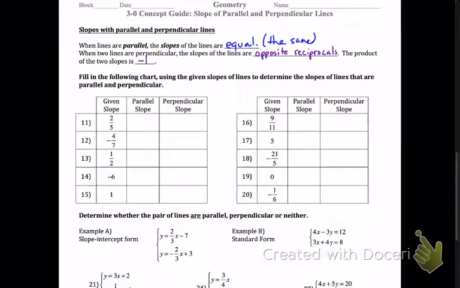If we have this slope that's given, it's 2/5 of a line, then a line that is parallel to that line would have the same slope, 2/5. The perpendicular slope, this is where the opposite reciprocal comes in. We got to flip the 2 over the 5, make it 5/2, and make it negative. -5/2. Should be a piece of cake. Finish this, 12 through 20.